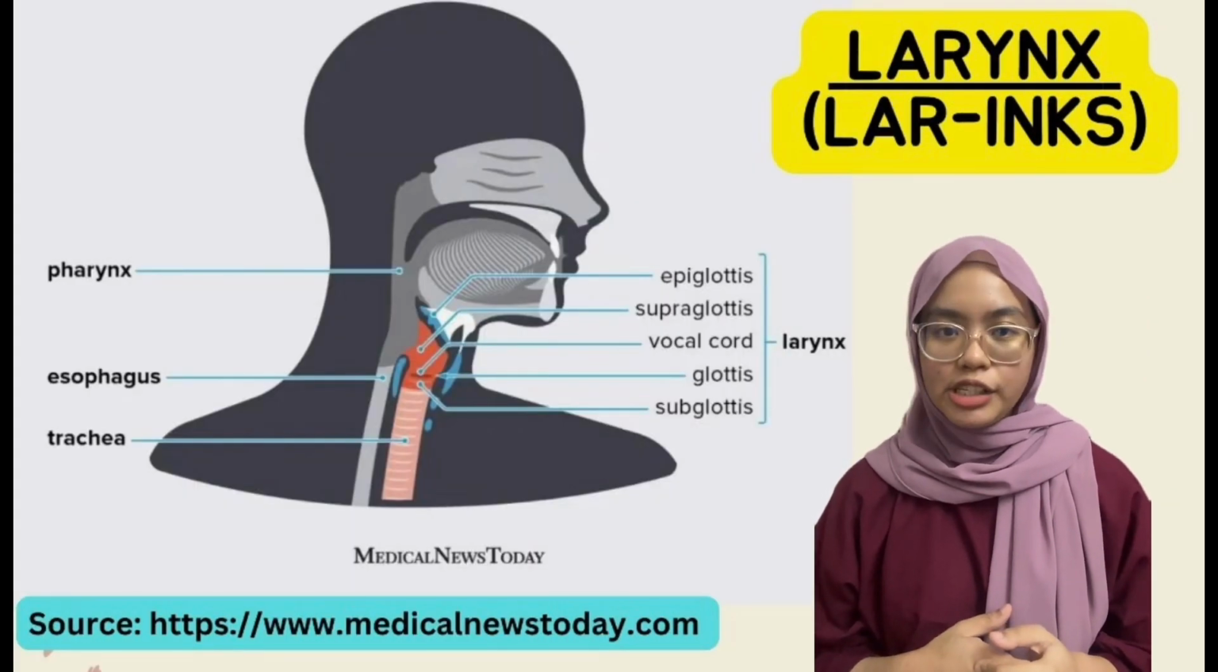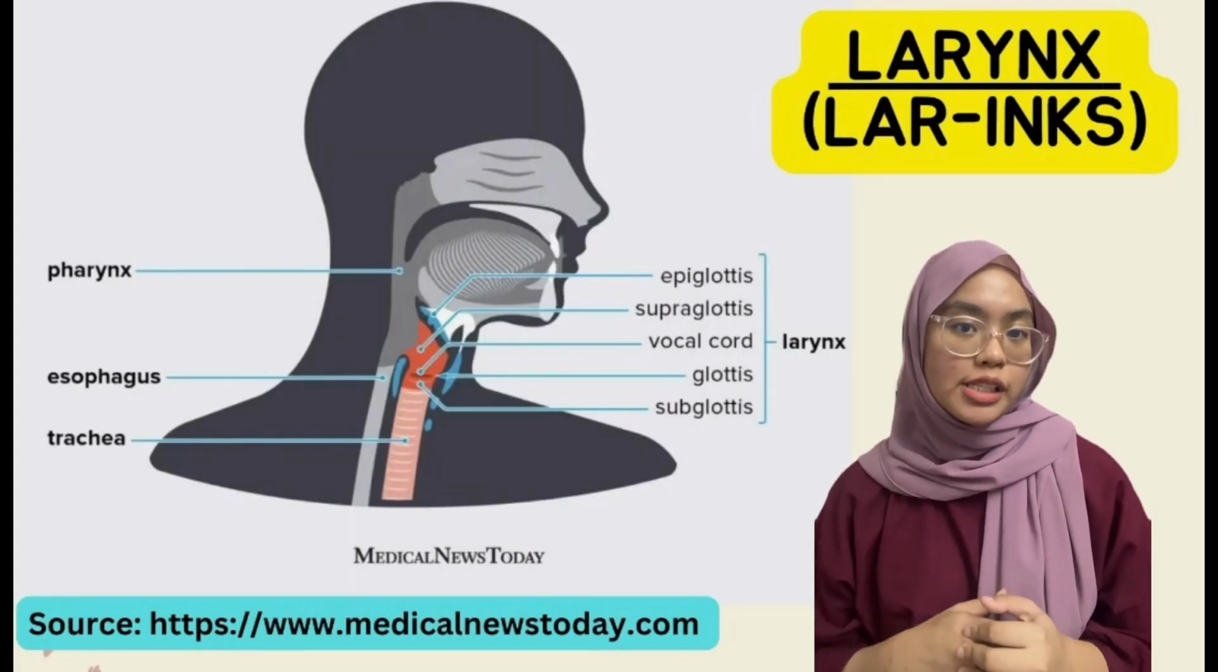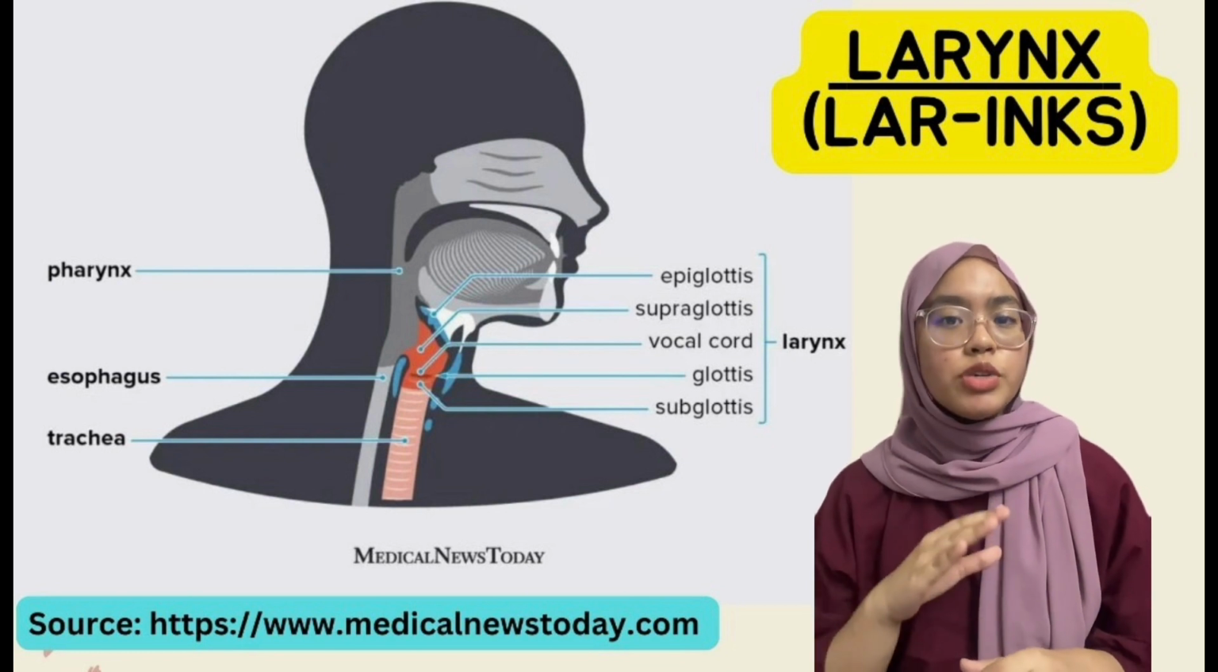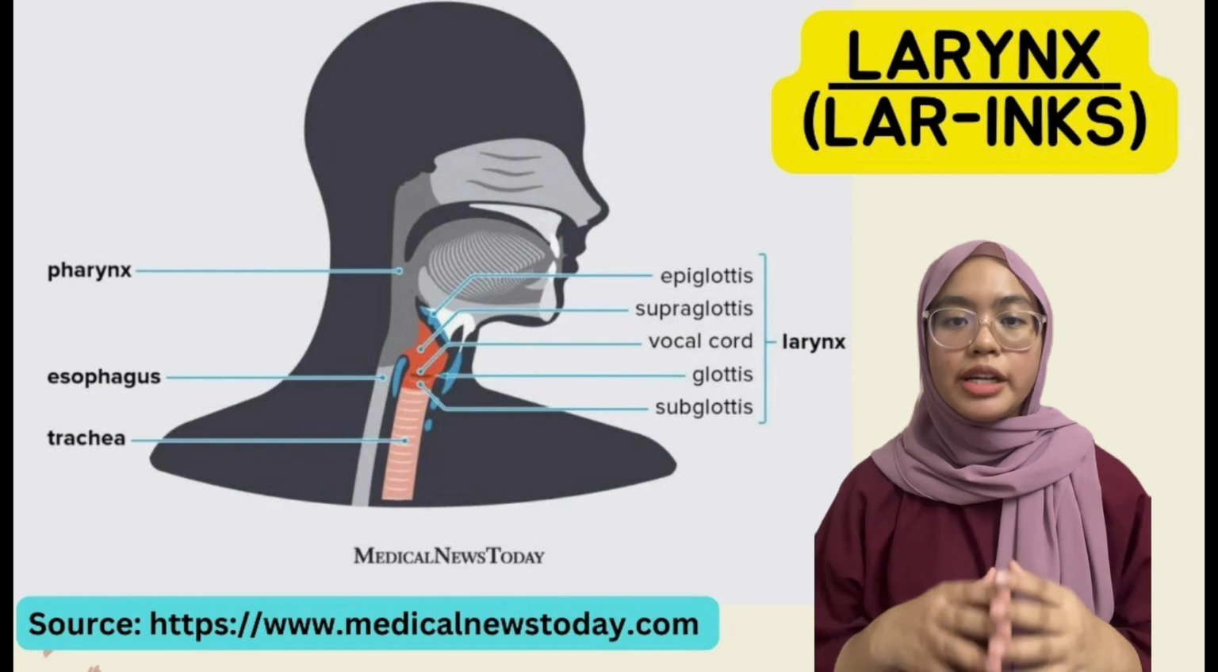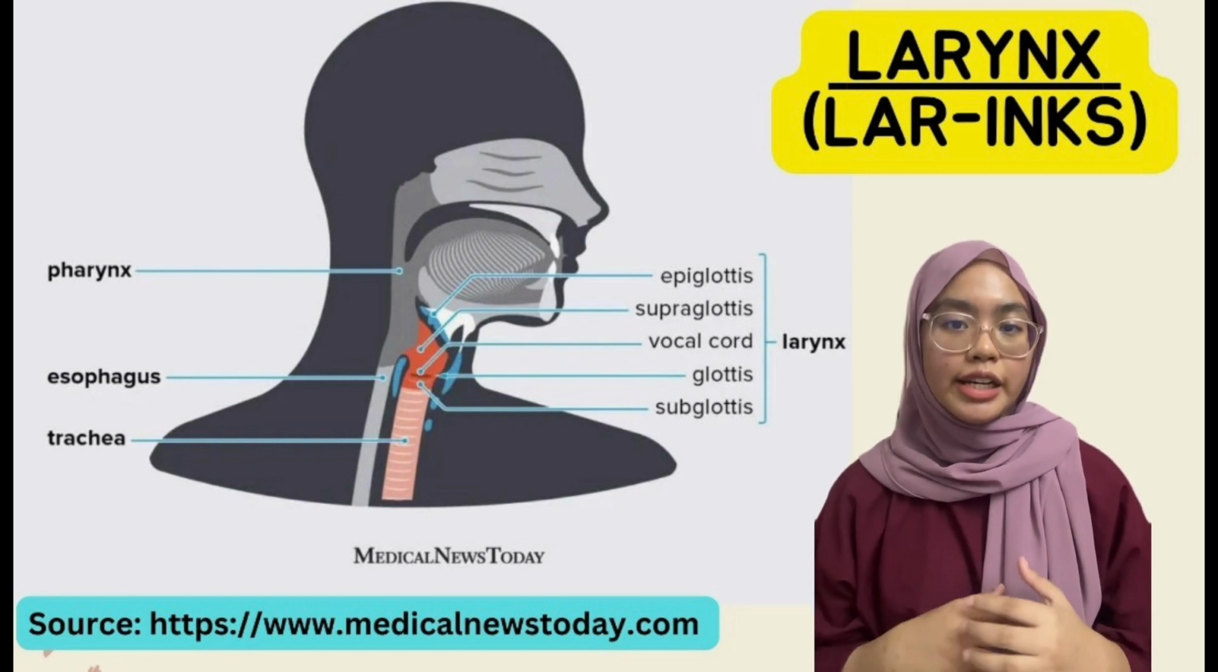Lastly, the larynx, also known as the voice box, is a triangular chamber between the pharynx and the trachea. The larynx is protected and supported by a series of 9 separate cartilages.